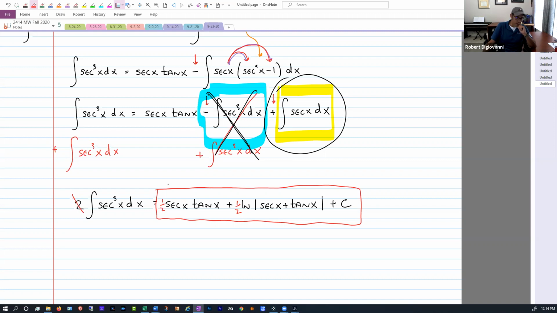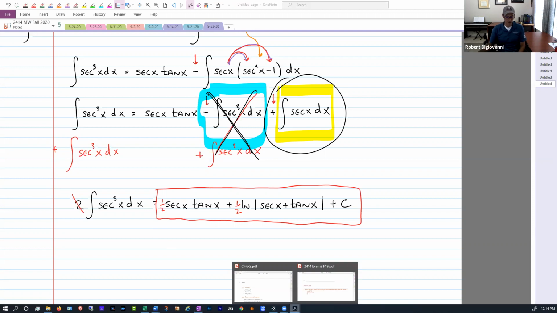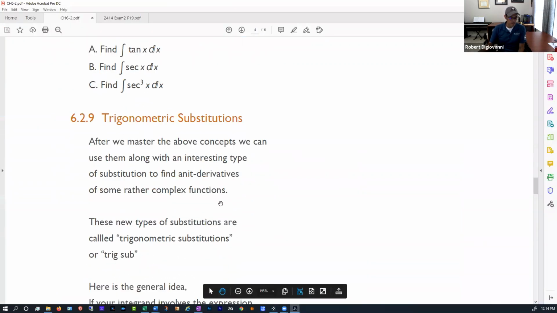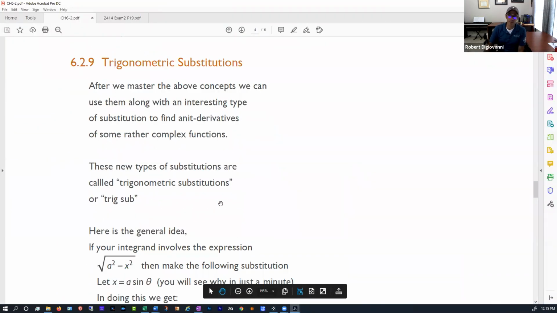All right, we are ready to move on to the second half of this section, though. We're still in 6.2, all right? So 6.2 has another part to it, and it's called trigonometric substitutions. So let's read this.